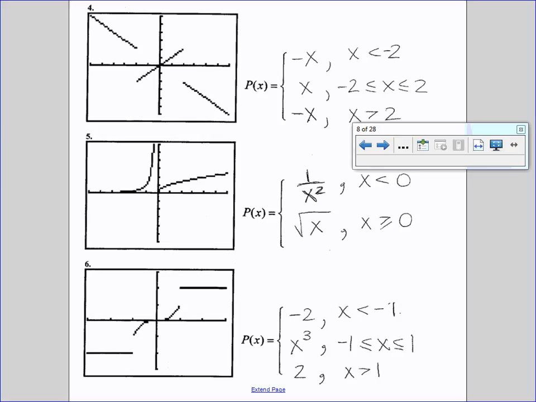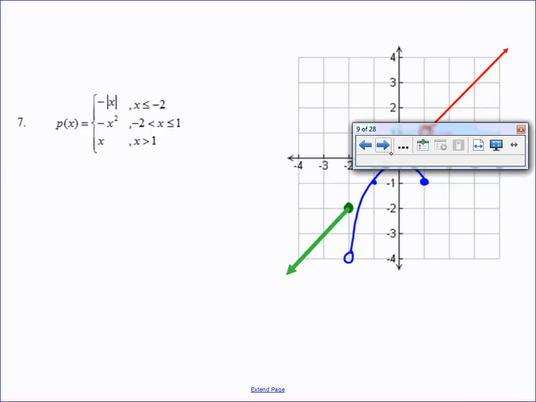What questions do you have on graph to equation? Then please know you'll have to go from graph to equation and equation to graph. So how do we do equation to graph? Well, let's take a look at 7.